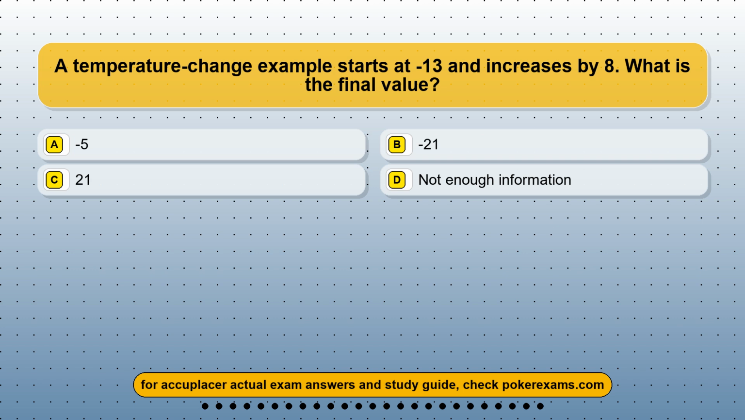Question 6. A temperature-change example starts at minus 13 and increases by 8. What is the final value? Option A, minus 5. Option B, minus 21. Option C, 21. Option D, not enough information.